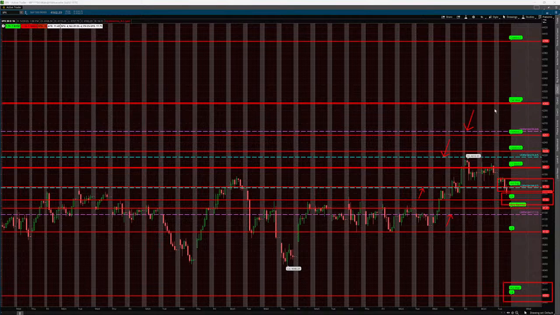And then finally, the call wall is up at 4,300. And that's the strike with the largest net positive gamma that can be expected to act as resistance. So those are the SpotGamma proprietary daily levels, as well as the upper and lower edge of the expected move for the day and the week.